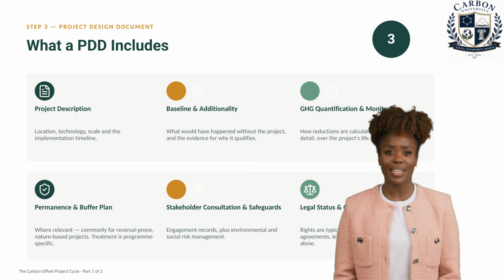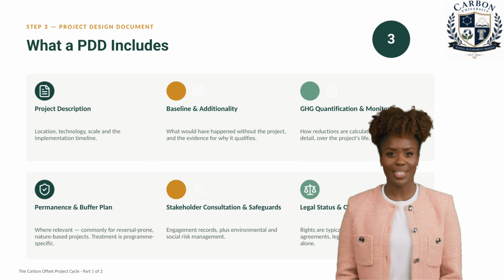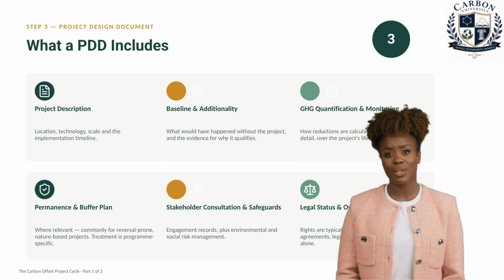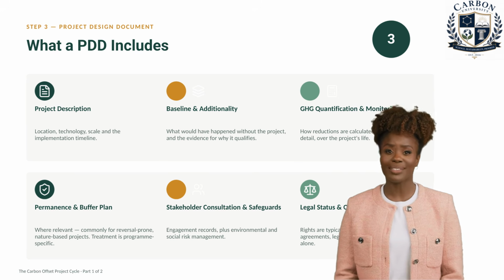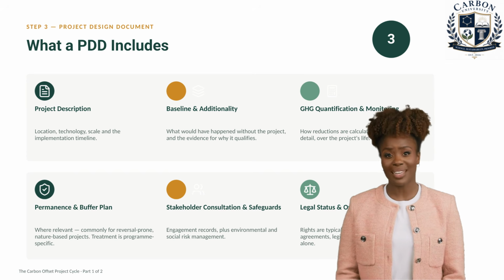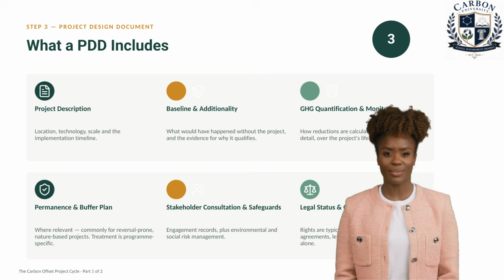A stakeholder consultation and safeguards section documents engagement and risk management. And on legal status, carbon rights and contractual entitlement are typically evidenced across a wider set of documents: land agreements, legislation, benefit sharing agreements, project participation agreements, and offtake agreements, not the PDD alone.